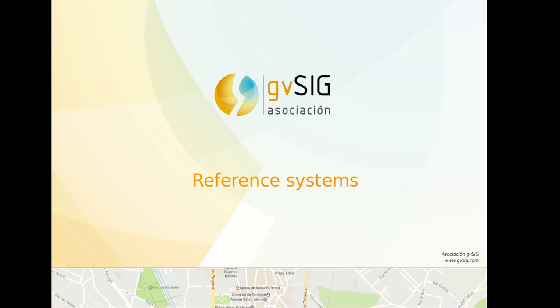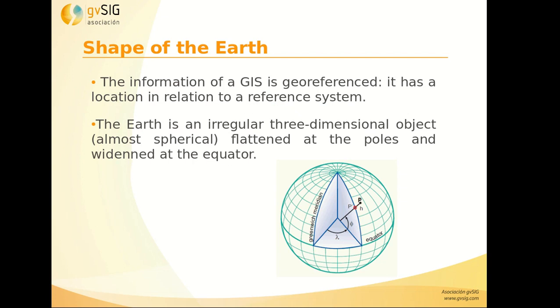In this second video, the second theoretical one, we are going to speak about reference systems, because they are very important to manage a geographic information system. We have the cartography, the geographical information of a GIS. We have it georeferenced, so it has a location in relation to a reference system.